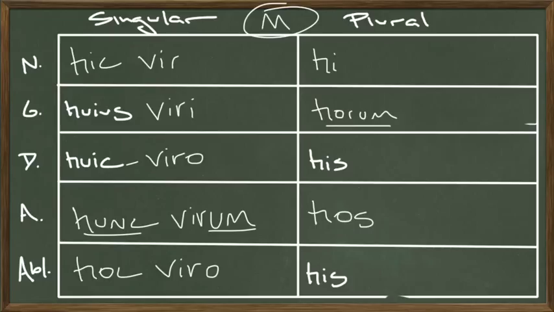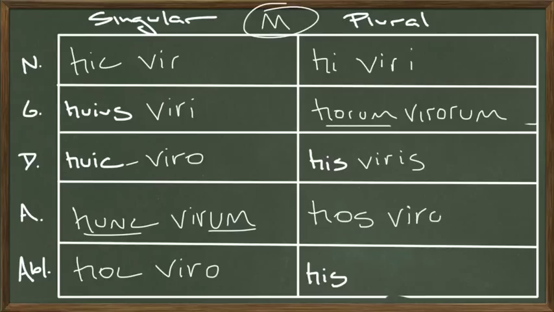If it's plural, hi viri, these men. Of these men, horum virorum. To these men, his viris. I saw these men, or I see these men: video hos viros. And the books were given to us by these men: ab his viris.